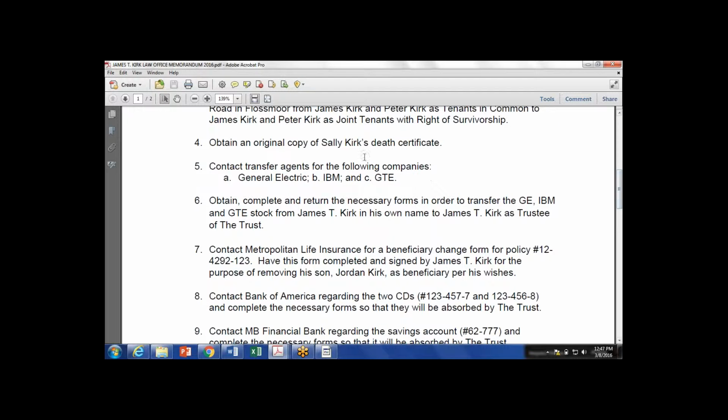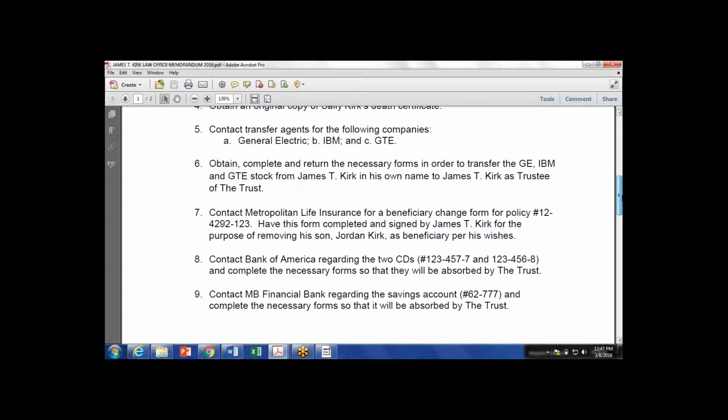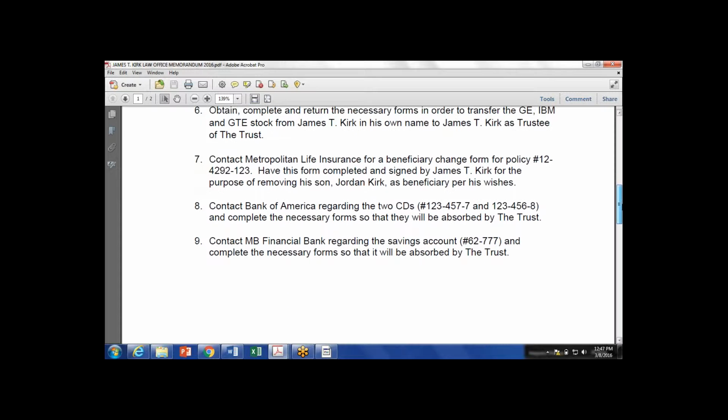Okay. Contact the transfer agents. Let's see. Okay. Yeah, you picked that up right. Contact, I guess 5 and 6 all could be one paragraph, but I was just looking to see that you're picking up getting that stuff transferred into trust. The CDs, so they'll be absorbed by the trust. Probably a better way to say that is transfer ownership to the trust rather than absorbed.